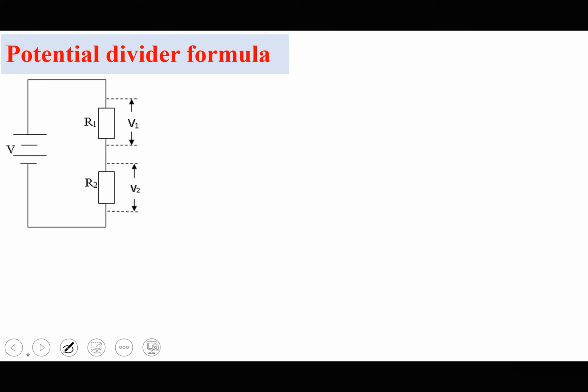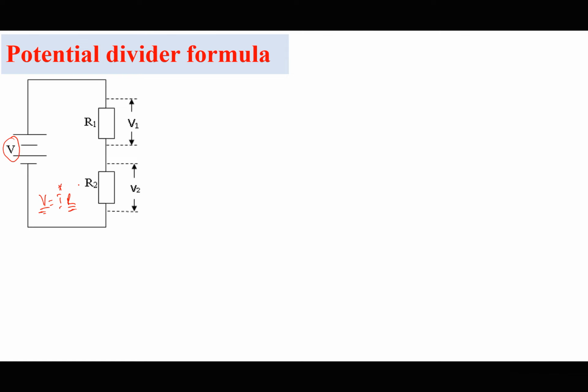So the voltage supply is V. The V is divided in the ratio of the resistances because remember V is equal to I times R. So the one with the bigger resistance will have a bigger value of V because in series the same current flows through each of the resistors.